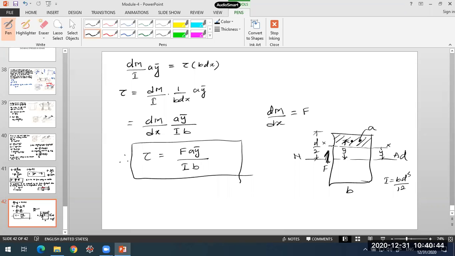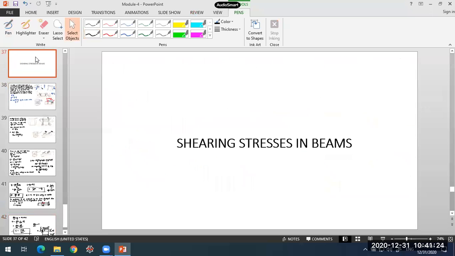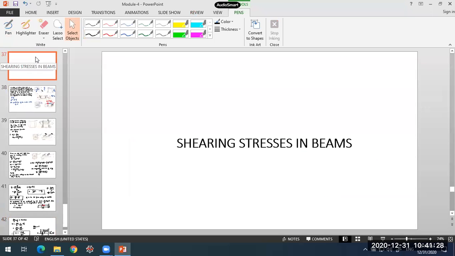Whatever area is coming above this point where you want to calculate the shearing stresses, that will be your area A. Y bar is the centroidal distance of this area from the neutral axis. I is the moment of inertia of the entire beam cross section. b is the width of the beam. If you identify or calculate these things, you'll be able to get the value of the shearing stresses. So what we did in this derivation, if I come from the beginning, is that first we want to know the shearing stress within the beams.